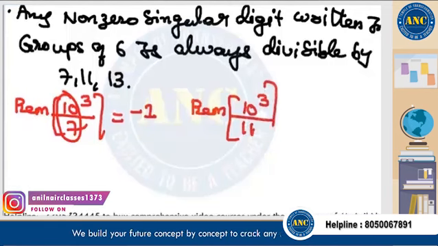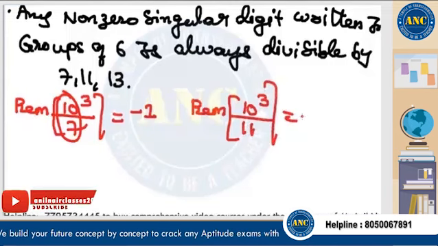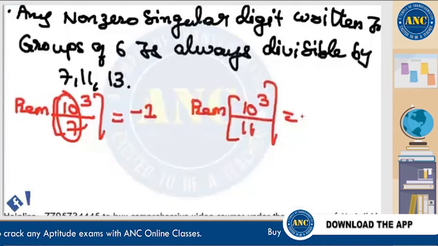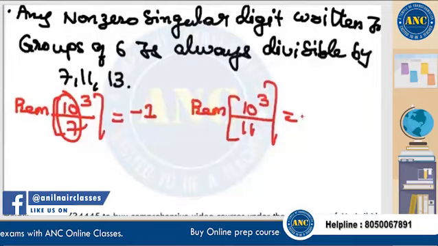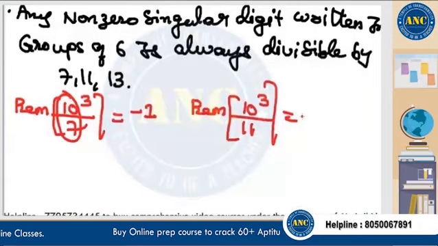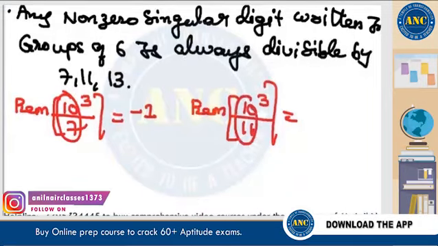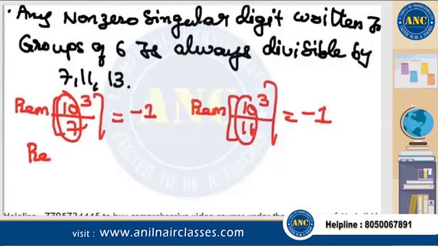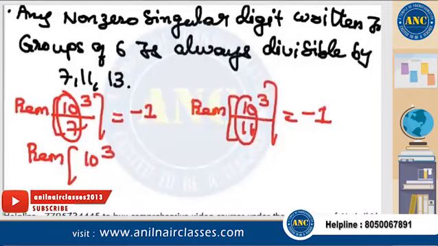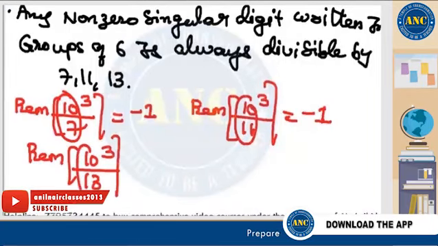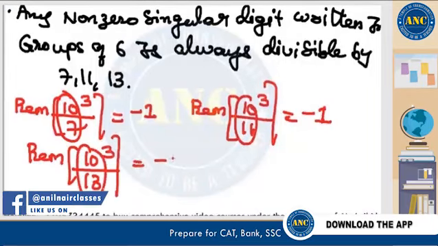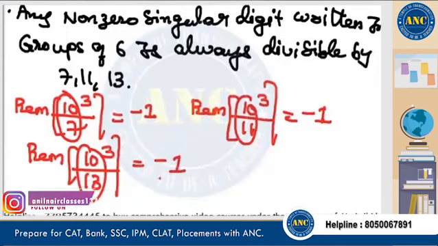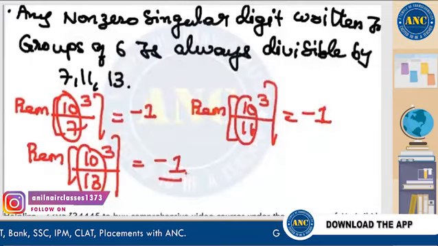10 cubed divided by 11. Already 14 models we discussed: Euler, Fermat, Chinese remainder theorem, how to make use of answer options, negative remainder, numerator, denominator, prime, co-prime numbers. All those concepts we discussed. 11 ones are 11, the remainder is minus 1, and minus 1 cubed is minus 1. 10 cubed divided by 13: 13 ones are 13, remainder minus 3. Minus 3 cubed is minus 27, 13 minus 2s are minus 26, so the remainder is minus 1.